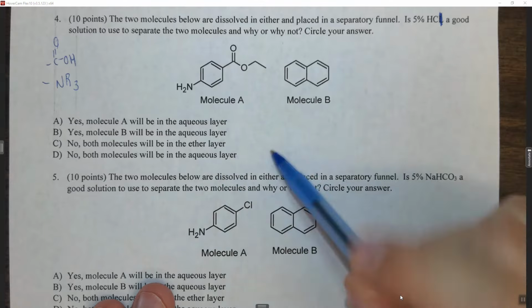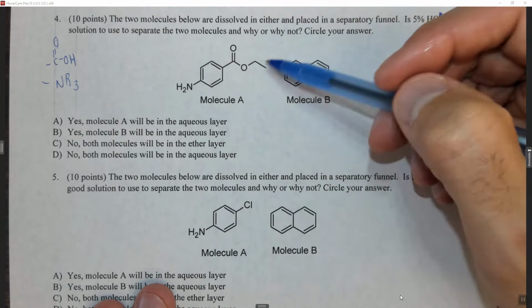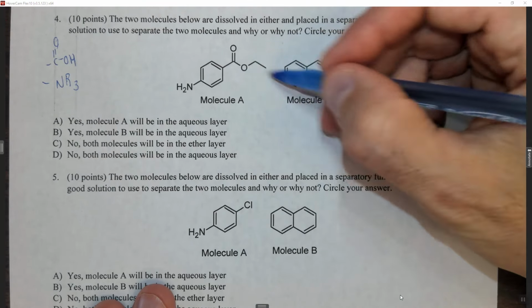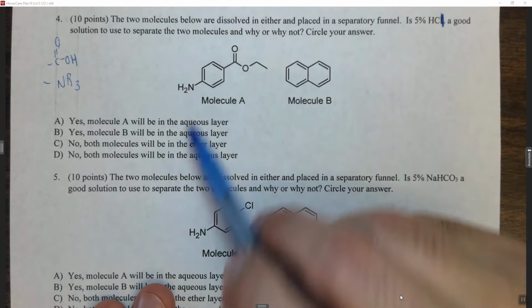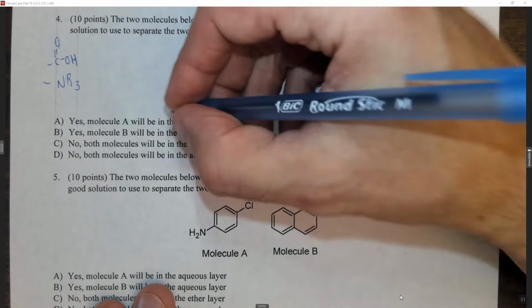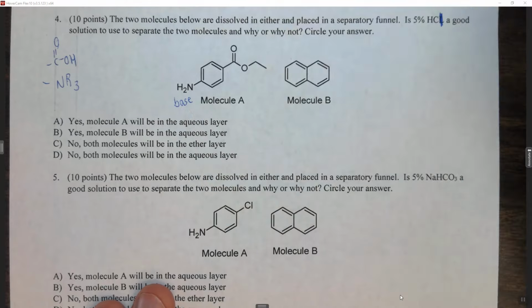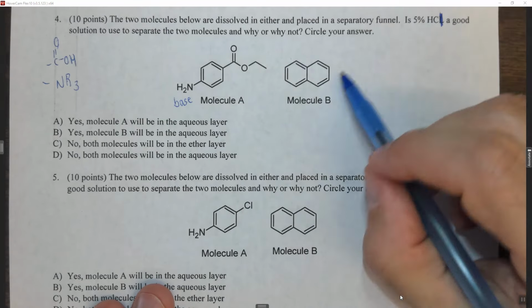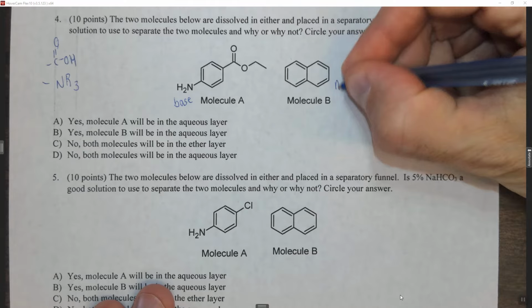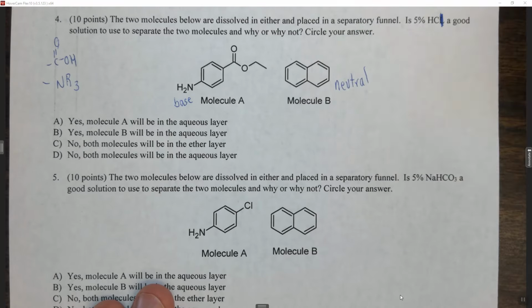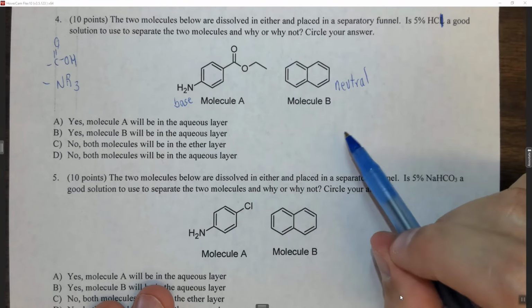So if we look here, this looks kind of like a carboxylic acid, but it's not. It doesn't have an H here. It has an ethyl group here. So this one is an ester, so this is just neutral. But it does have an amine, so this is a basic functional group. This molecule doesn't have a carboxylic acid or an amine, so this one's just neutral.